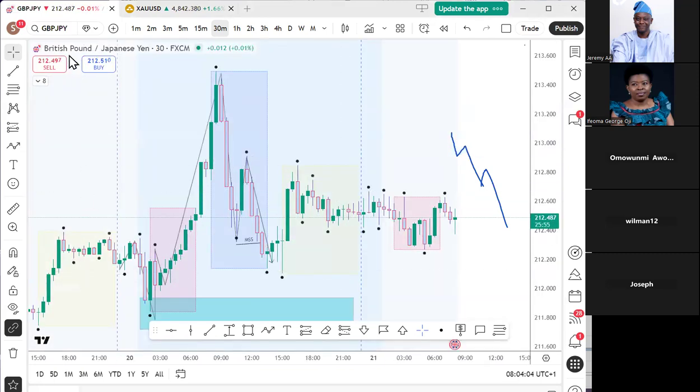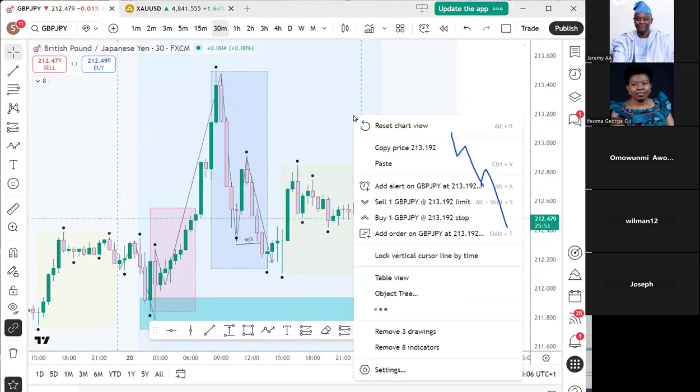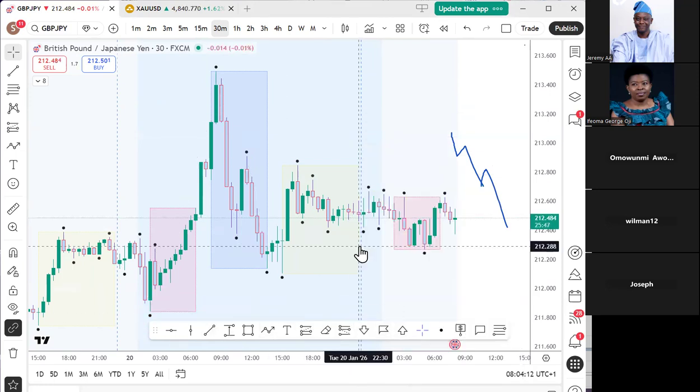The next one is pound yen. Let me remove all the lines. Yes, it has done that.